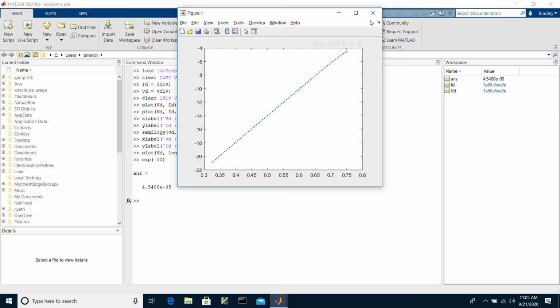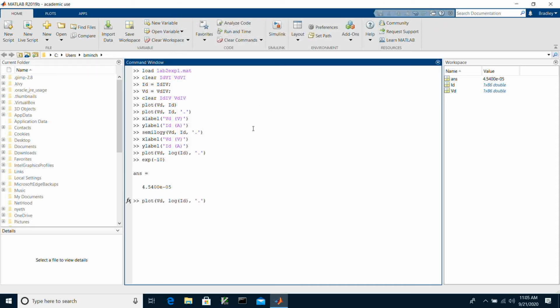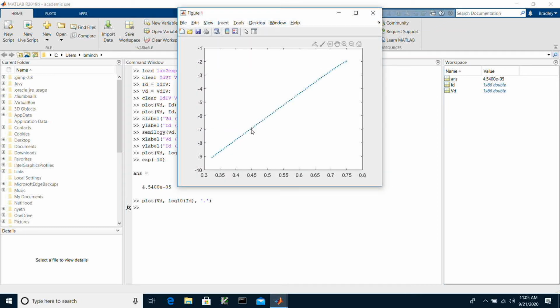So you know, that's something to keep in mind. I can do a little bit better if I were to do something like plot VD comma log10 of ID. Now log10 is the common logarithm, or log to the base 10. And so I have a better feeling for what these tick labels mean here. So minus 6 would be 10 to the minus 6 amps. So right here would be 1 microamp of current, roughly. This would be 10 to the minus 5th amps, which is 10 microamps. 10 to the minus 4, 100 microamps. 10 to the minus 3, that's a milliamp. 10 to the minus 9 is a nanoamp.